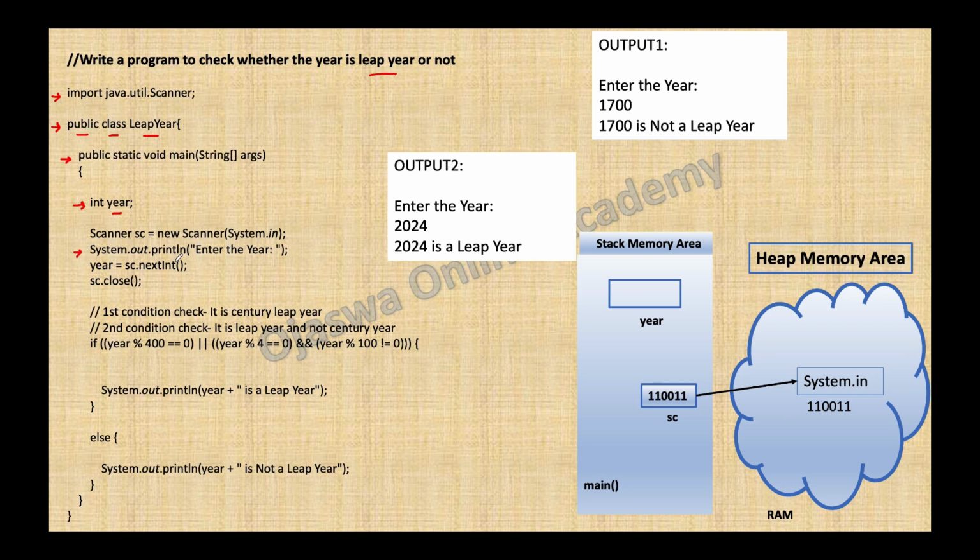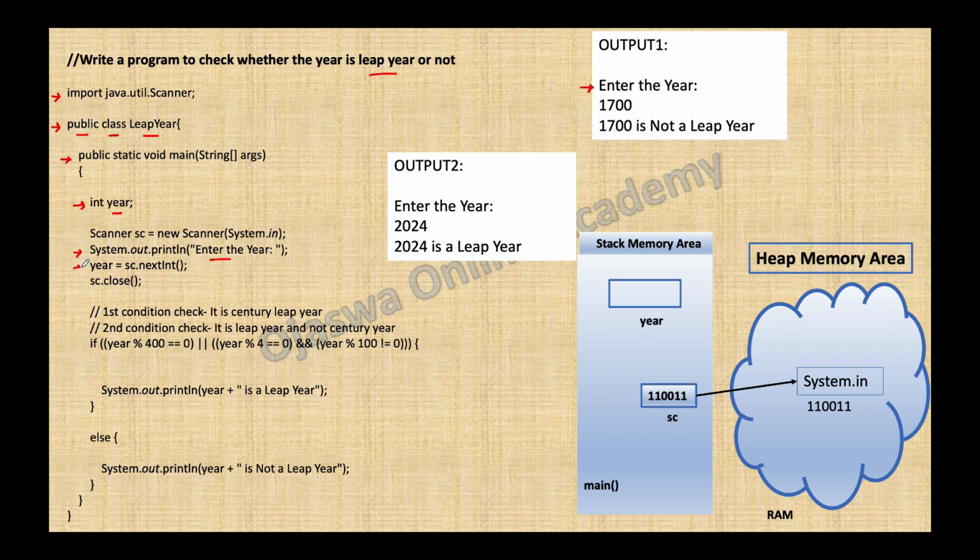Next statement is System.out.println, Enter the year. You need to tell the user what is he supposed to do. Hence it is a good practice to display the text to the output. Println method prints the text to the console. So over here we are trying out first output. Enter the year. This text is printed.